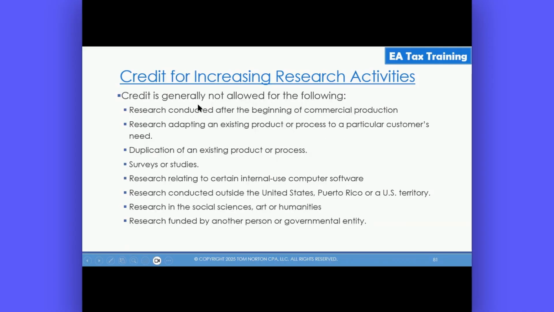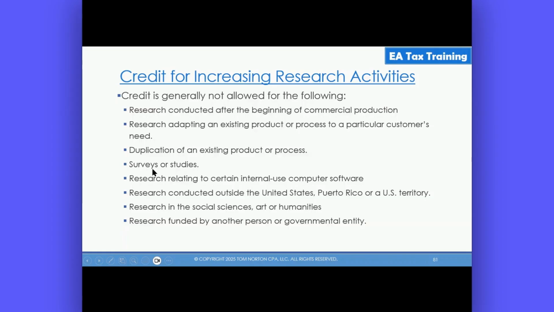The credit is generally not going to be allowed for the following things: research conducted after the beginning of commercial production. If you've already started producing it, then it is not producing something new, so you cannot use those costs for this credit. Of course, you can still deduct them, but not get the credit. Research adapting an existing product or process to a particular customer's need. You cannot use the credit for that. Duplication of an existing product or process.